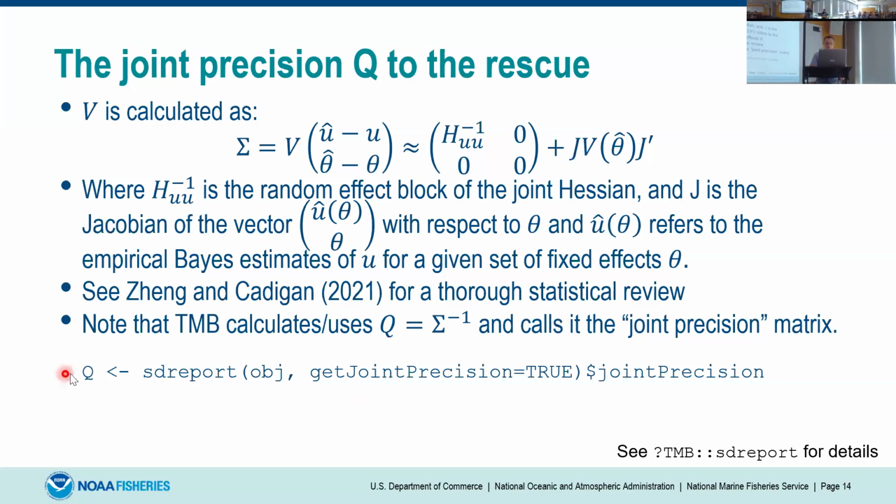I will say that you can get it from TMB and the SD report like this. It's not returned by default, so you set it to true, and then you just extract it from the list that comes back, and then you have access to Q. This is a TMB function. This is a TMB-specific function. I don't know of any other software that does this.